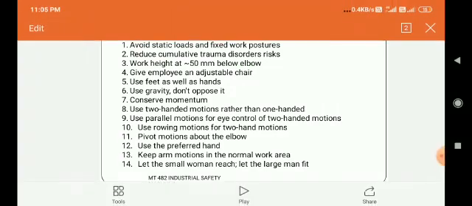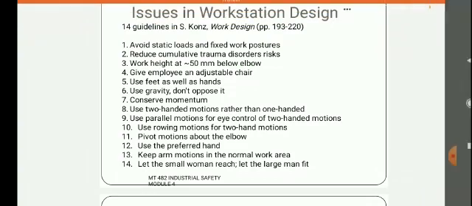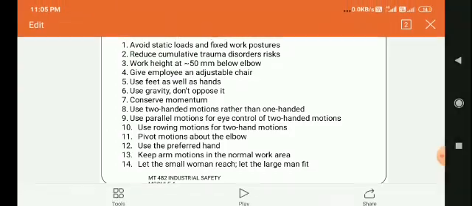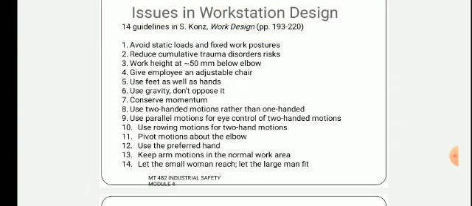Then give an employee an adjustable chair. He or she should use an adjustable chair, comfortable. Then use feet as well as hands. Use gravity, don't oppose it. Conserve momentum for future use. Then use both hands, not just one hand. Then use parallel motions for eye control. So these are some of the issues in workstation design.